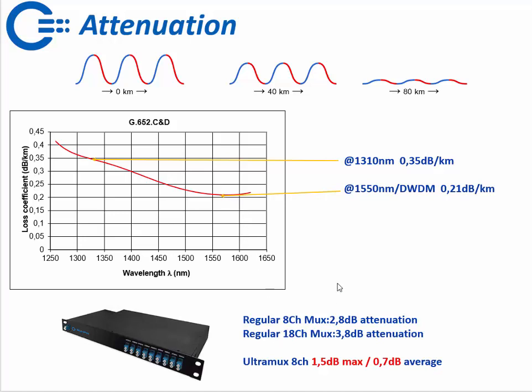And of course, what is also important for the attenuation is the type of mux you're using. A regular 8 channel has 2.8 dB attenuation, 18 channel has 3.8 dB attenuation. If you want to reach 80 kilometers, 100 kilometers, we are recommending you to use ultra muxes, which have a max of 1.5 dB and an average of 0.7 dB per side of attenuation.